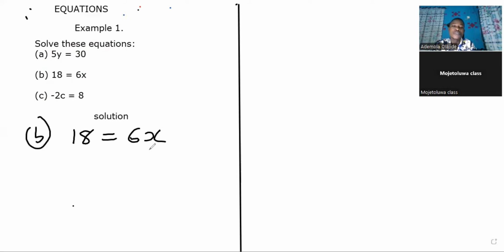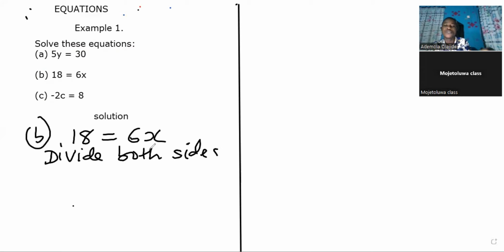How do we remove a coefficient? What do we say when we want to remove a coefficient? What statement do we make? We have to say divide both sides. Very good. So we divide both sides by 6, not by x. What you want to remove is what you divide both sides by.